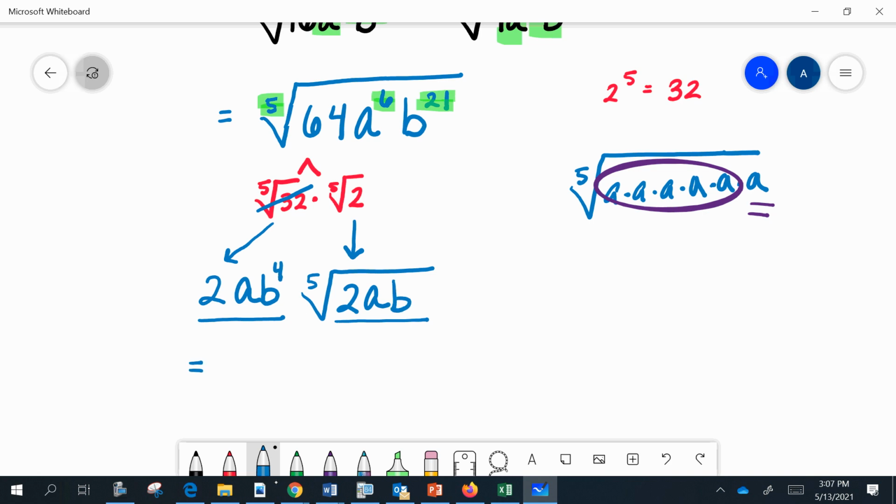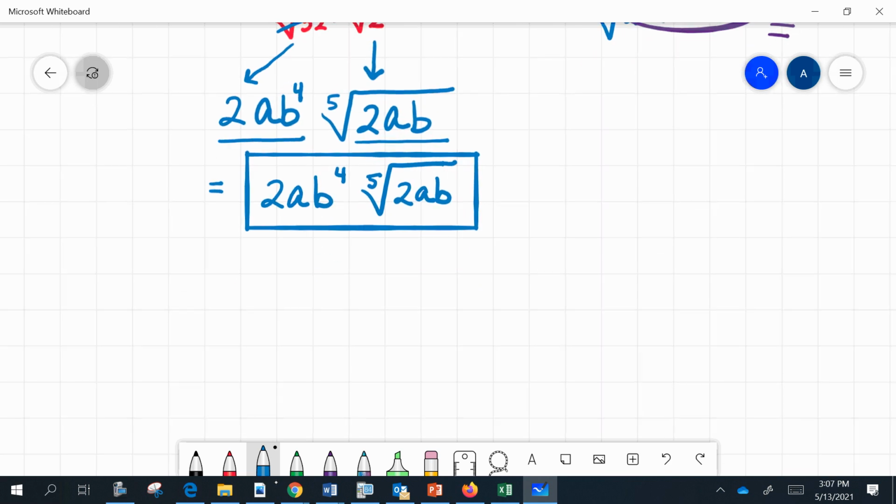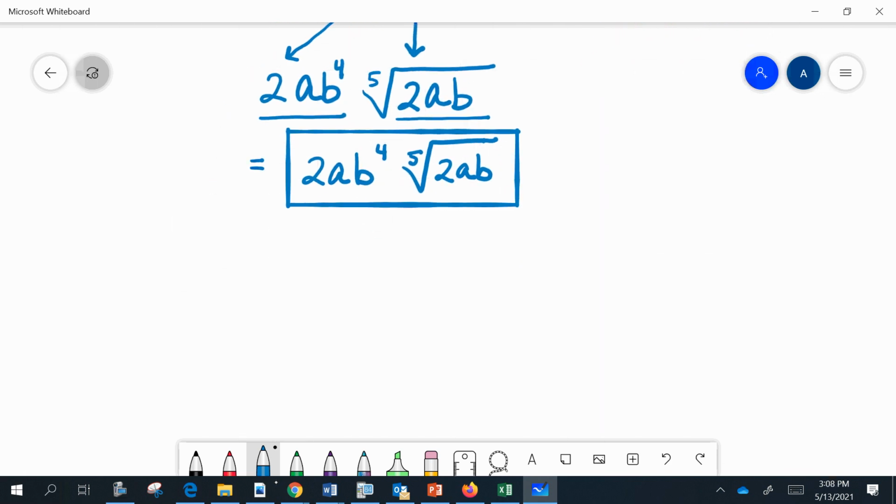All right, so our answer is going to look like 2ab to the fourth with the fifth root of 2ab left over. And we'll practice this more, but that's really the idea. Honestly, the variables are probably easier than the numbers. We just need to get the hang of it. All right, so last problem here. Let's end with part C.